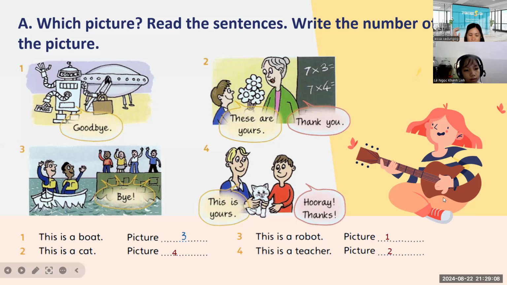Okay, finished. What is number 2? This is a cat. Picture number? Picture number 4. Okay, very good. Next, number 3. This is a robot. Picture 1. Picture 1, correct. Number 4. This is a teacher. Picture number? Picture number 2. Perfect. You got the correct answers in this. So easy.